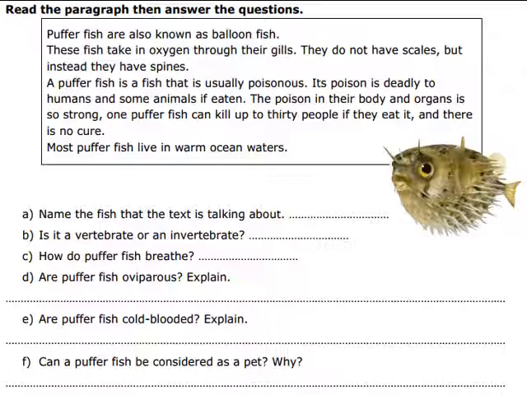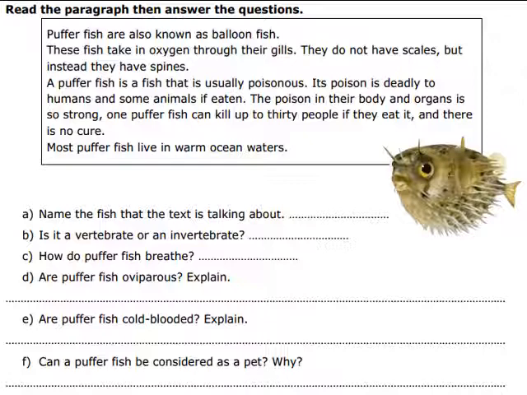A pufferfish is a fish that's usually poisonous. Its poison is deadly to humans and some animals if eaten. The poison in their body and organs is so strong that one pufferfish can kill up to 30 people. And there is no cure. Most pufferfish live in warm ocean waters.